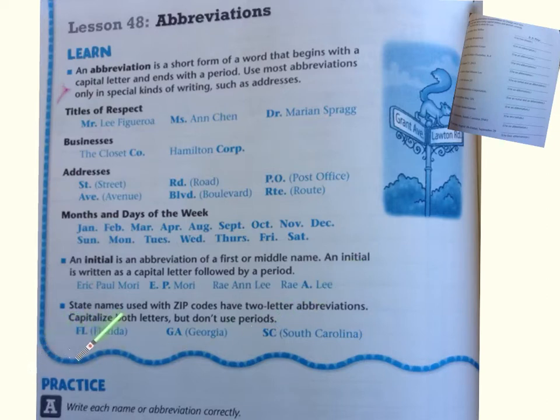Next, city names used with zip codes have two-letter abbreviations. Capitalize both letters, but don't use a period. So Florida is FL, and you would not have a period. Same thing with Georgia and South Carolina.